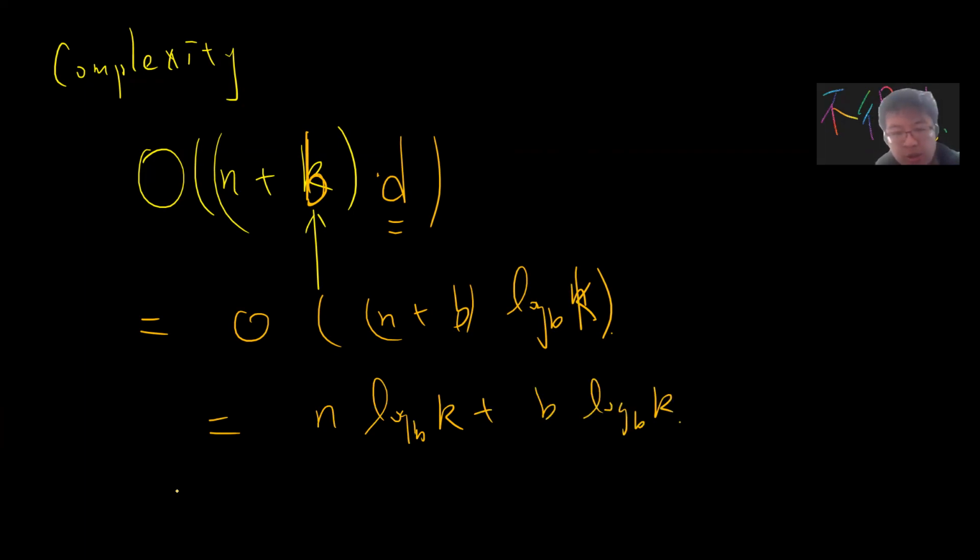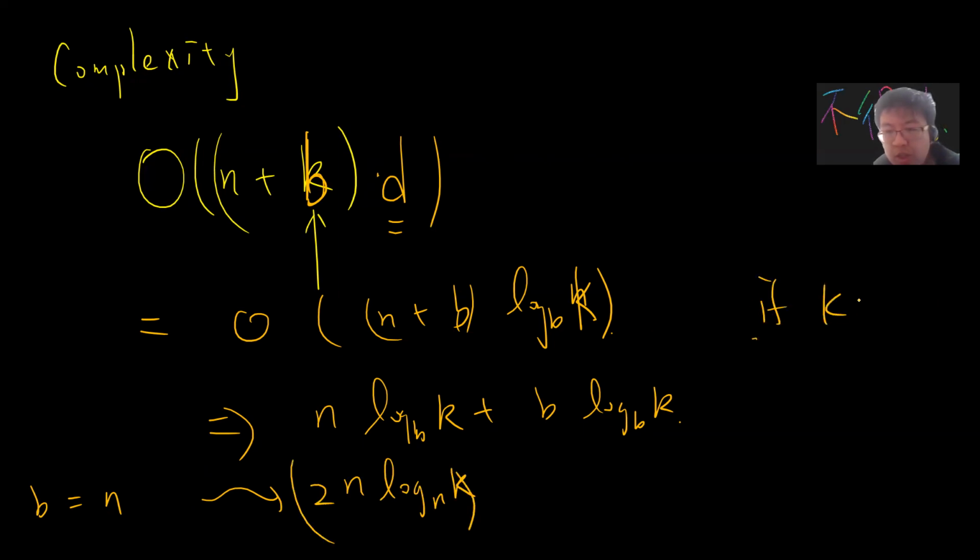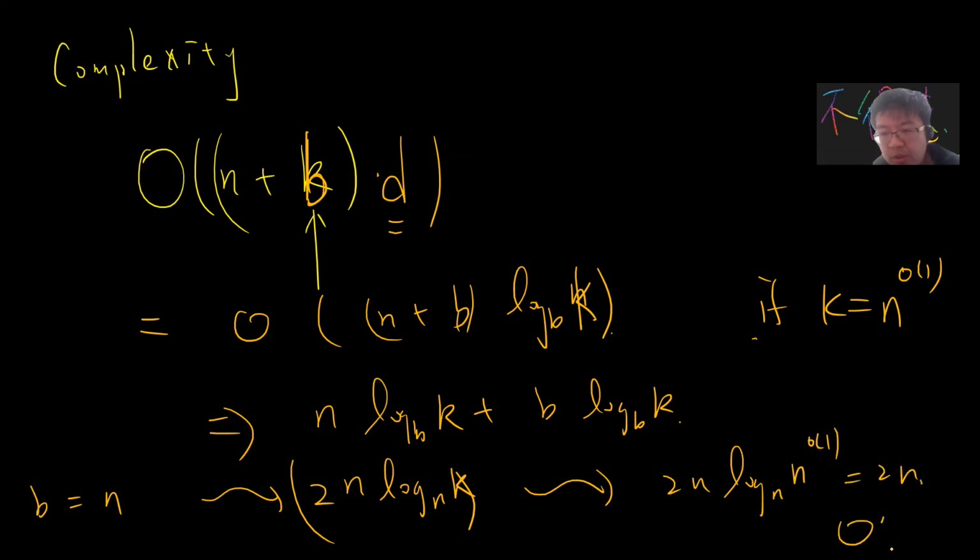In the extreme case, you want to prove that this is linear. The simple way is to just choose b equal to n. You can rigorously prove this, but it's not important. So you get n log base n of k, maybe times 2. If your k is n to the O(1), basically polynomial in n, then this will be 2n times log base n of n to the O(1), which is O(n). So it's linear in n.